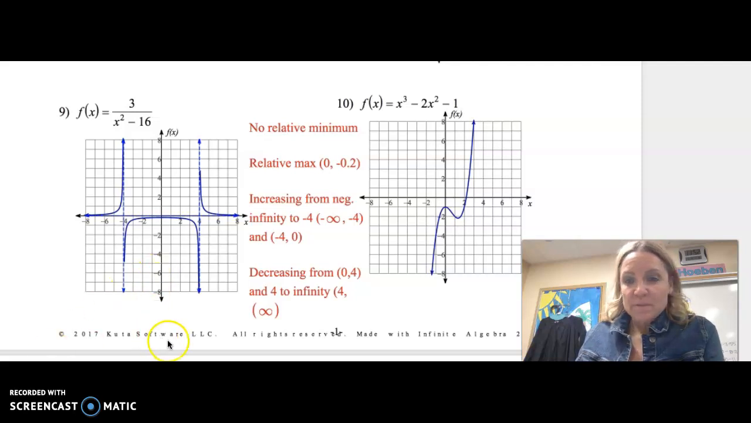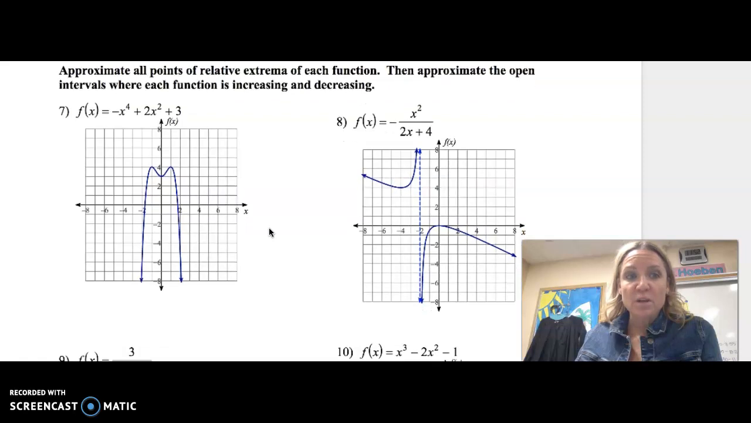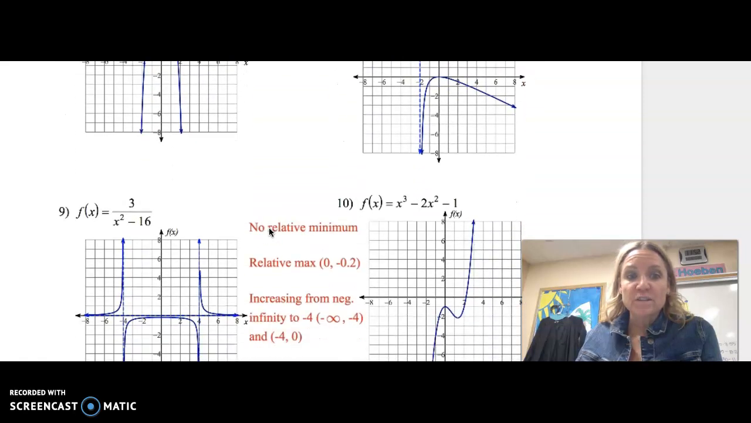All right, so we're on assignment 17 for pre-calculus. This is question number 9. The directions said to approximate all points of relative extrema of each function, then approximate the open intervals where the function is increasing and decreasing.